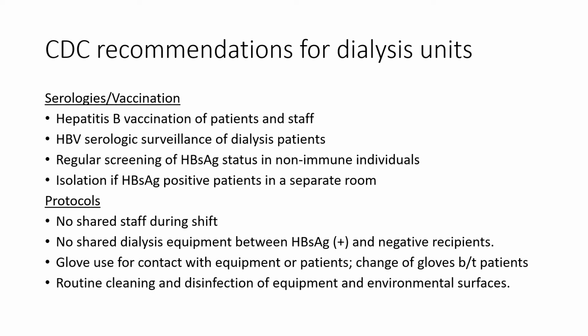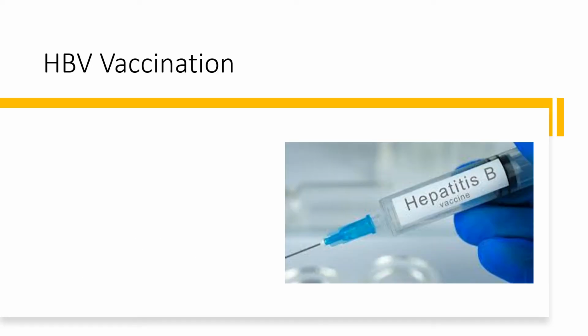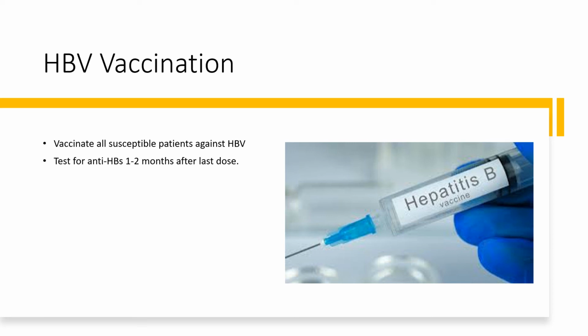We use lots and lots of bleach in dialysis units to make sure that we kill not only hepatitis B, but lots of other viruses. As I mentioned earlier, hepatitis B vaccination is recommended for all staff and all dialysis patients. And after you administer the vaccine, you can check them for the presence of the hepatitis B surface antibody 1 to 2 months after the last dose.